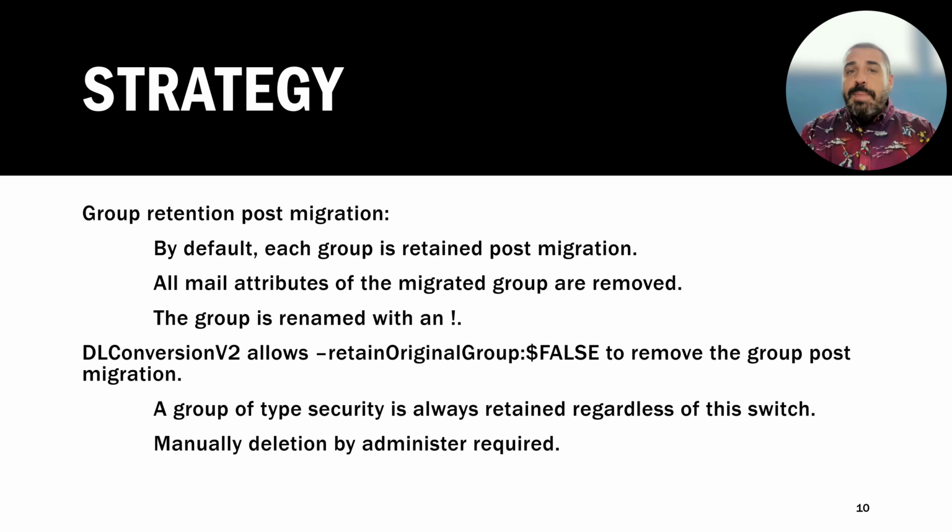To prevent any potential naming conflicts in the future, an exclamation point is added to the end of the group's name. By adding it to the end of the name, we preserve any group naming prefixes as well as the search and sort order of that group within the directory. Now, administrators may choose to have the group deleted as a part of the migration. There is a switch, Retain Original Group, which if specified false will delete the group post-migration.